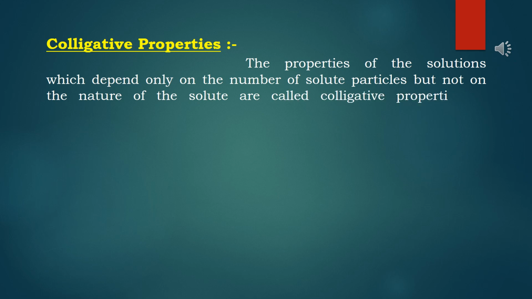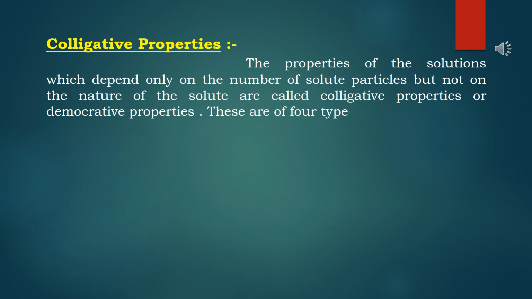These are also called democratic properties because, just as in a democracy or in elections, it is only the number of persons or the number of votes which counts, irrespective of the nature of the person. That is why these properties are also called democratic properties.